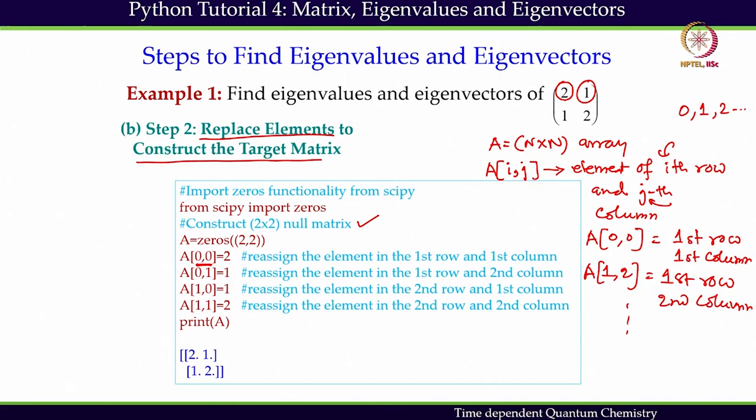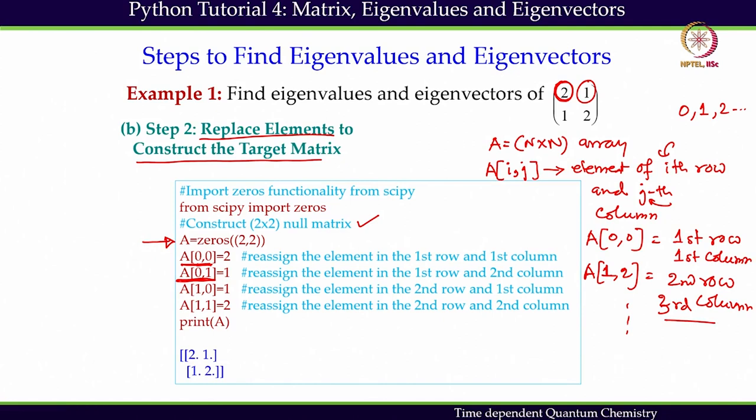So what we are doing here is that first we have constructed the zero matrix, null matrix, and then individual elements are reassigned now. So A00 is corresponding to the first row, first column. A01 is the first row, and this is A12. It means it is going to be second row and third column. 00 is the first row, first column. 12 is the second row and third column.